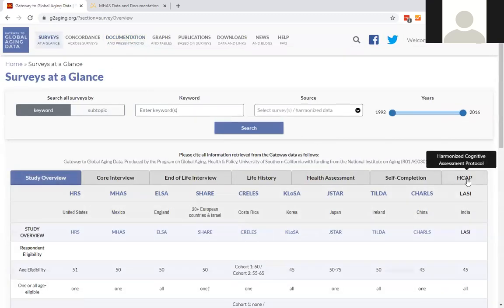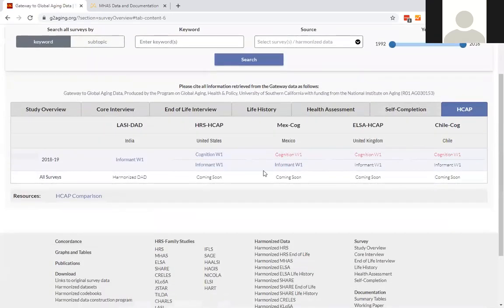You can also see which other studies have an HCAP study. We have one called Harmonized DAD for Lassie. That data is actually already currently available. It's in a beta version. You could download that. And then we're building one for the HRS, for ELSA, for the Chilean study, and for MexCog. So those will all be available. My assumption is either the end of this year or early next year to be comparable.